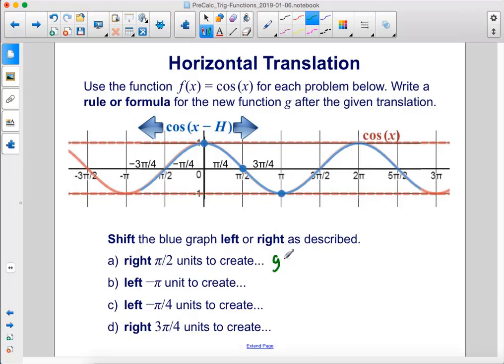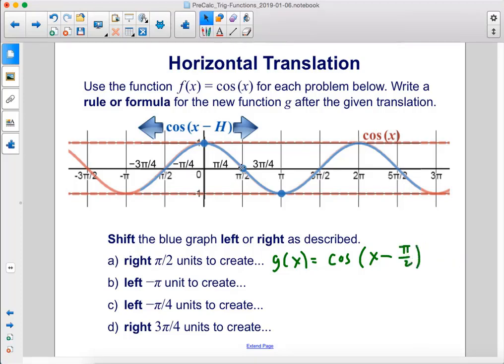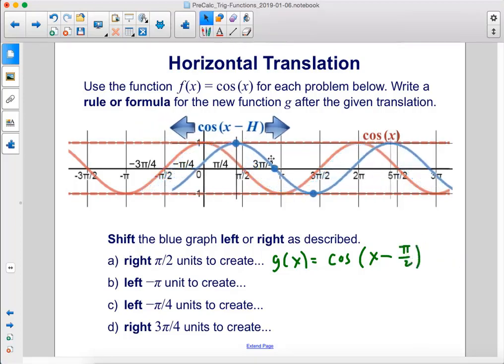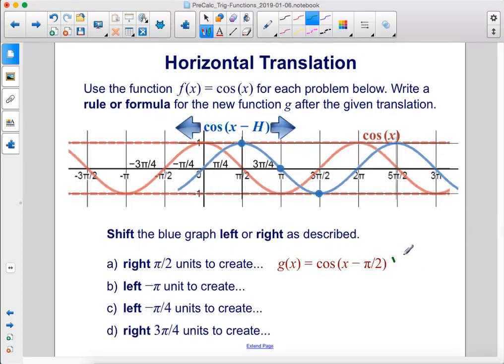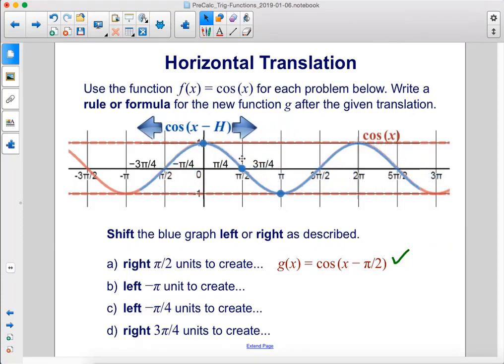That will be g of x equals cosine x minus h. And if we're moving to the right, h is positive, so this remains a negative sign, pi over 2. And then we just take this and we move it over pi over 2 units so that it's right there. And there we go. Now let's move it back to where it goes, starting position.